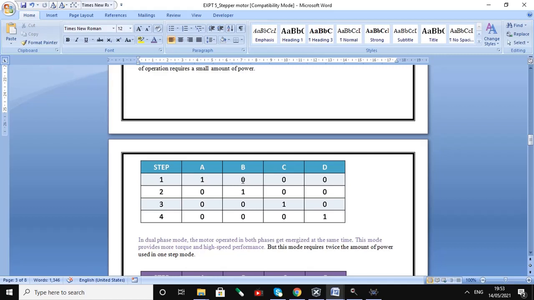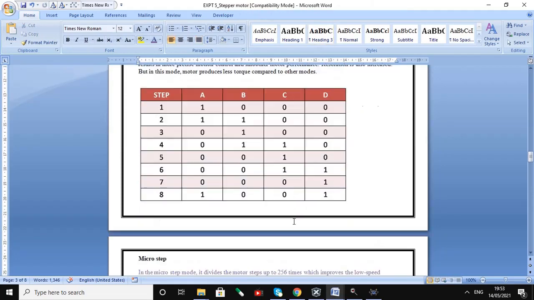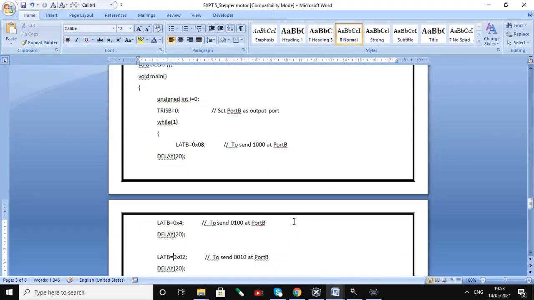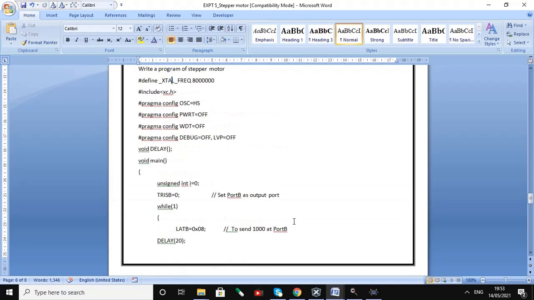So this is the sequence: A is 1 and all others 0. These are the lower 4 bits of the port. So this is 8, this is 4, this is 2, and this is 1. So this same sequence we are passing to the stepper motor, the activation sequence.